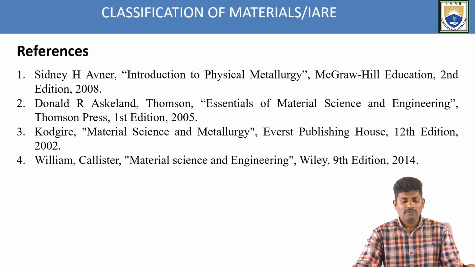And if you want a reference, you have Introduction to Physical Metallurgy by Tata McGraw-Hill, Sidney Avner, Essentials of Materials Science and Engineering by Donald, Material Science and Metallurgy by Kodgire, and Materials Science and Engineering by William Callister. These are some of the references where you can find the classifications of materials, their physical, chemical and mechanical properties, and the importance of each material.